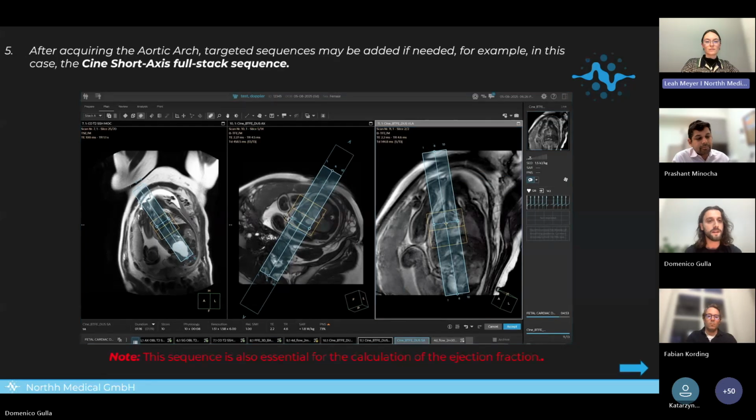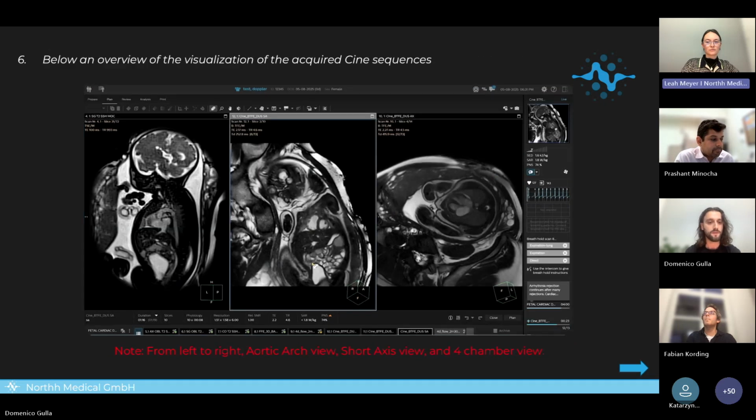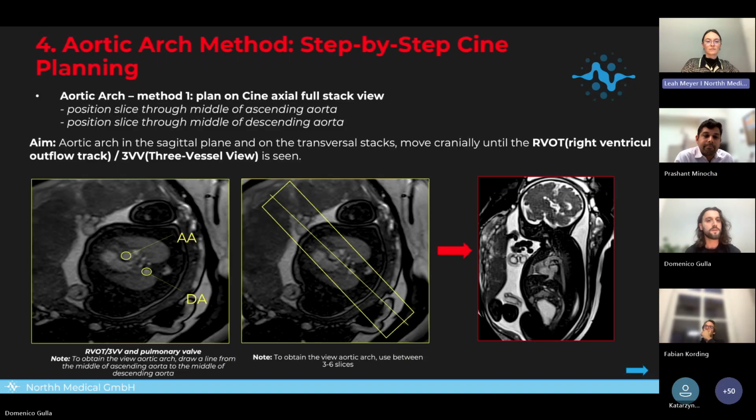So after acquiring the aortic arch, targeted sequences may be added if needed. For example, in this case, the cine short axis full stack sequences can also be acquired if needed to calculate the ejection fraction. This is how to plan, of course. And here is just an overview from left to right of the sagittal view of the arch, the short axis, and the 4-chamber view.